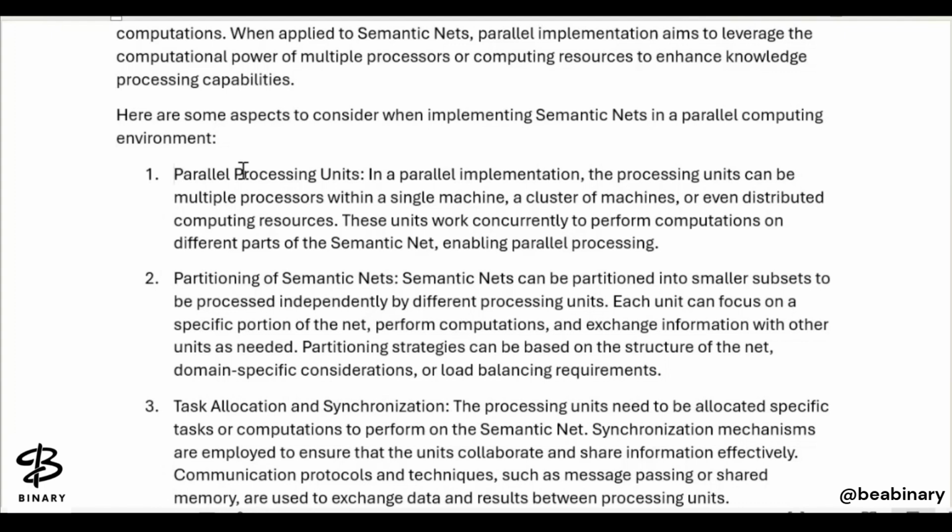So what are the parallel processing units? In parallel implementation, the processing units can be multiple processors within a single machine, right? Or a cluster of machines, or even distributed computing resources. Here, in terms of data, we are talking about the resources of data. These units work concurrently to perform computations on different parts of a semantic network, enabling parallel processing. Here we are using it in the partitioning of semantic networks. How?